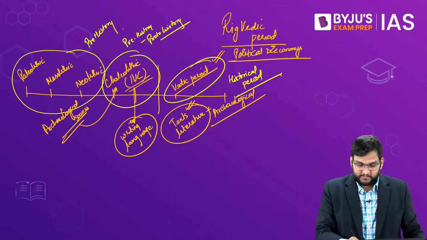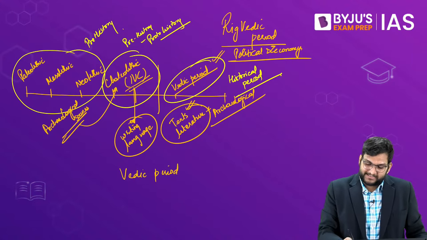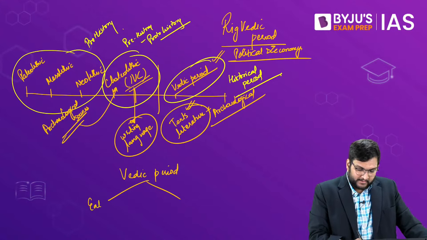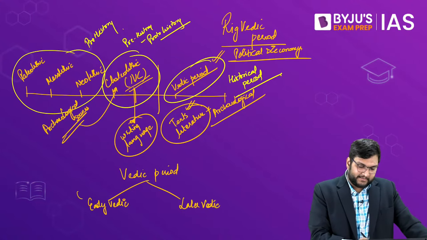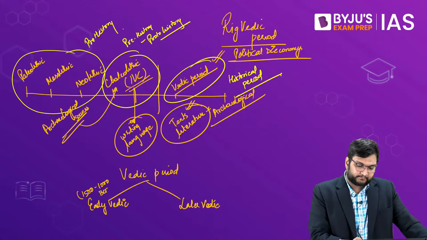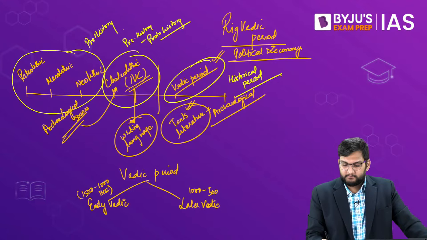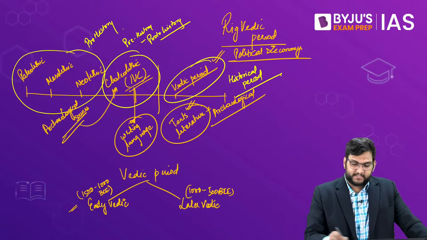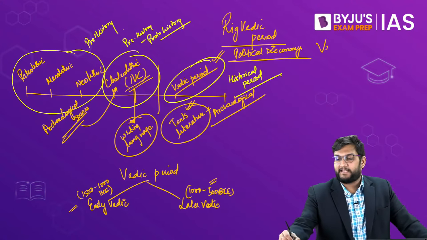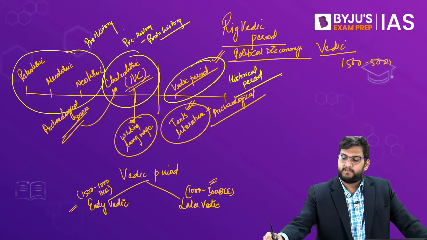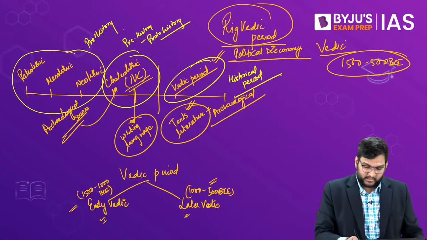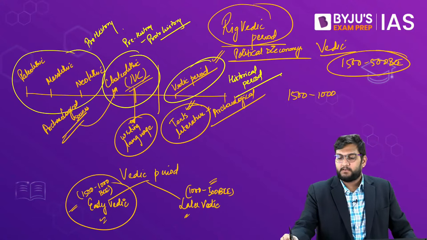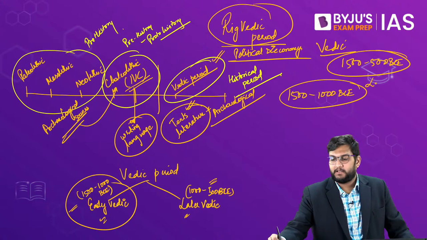Then comes the division within the Vedic period itself. The Vedic period is divided into two parts. One is called early Vedic, and the second one is called later Vedic. This is 1500 to 1000 BCE, and this is 1000 to 500 BCE. So basically 500 years here, 500 years here, and totally the Vedic period is actually 1500 to 500 BCE. But we divide it into two, which is early Vedic and later Vedic. Today we will concentrate on the early Vedic, which is 1500 to 1000 BCE, also called the early Vedic or the Rigvedic period.